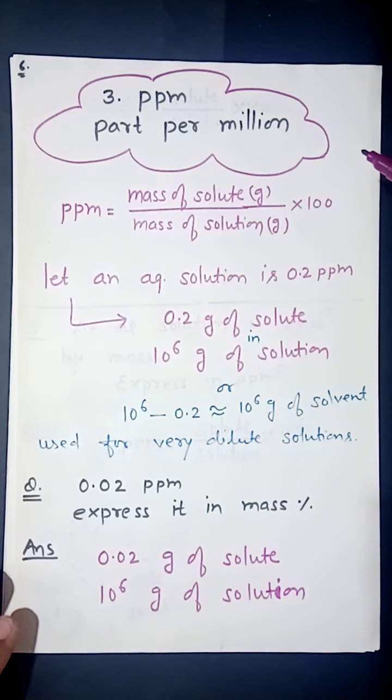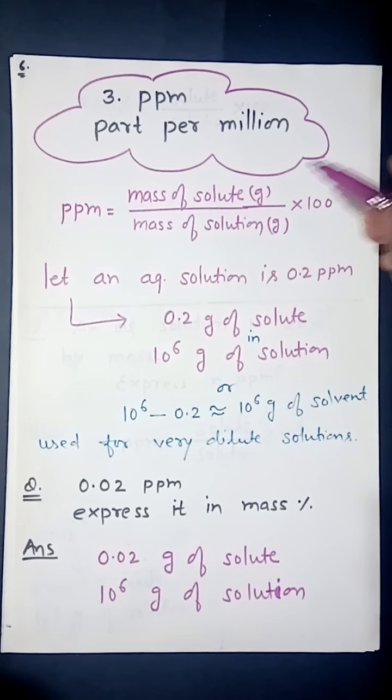Now ppm, parts per million. I hope you have heard this term earlier, ppm, maybe in your bio, maybe in environmental chemistry. Whenever you see any documentary with respect to air pollution, you will hear this term ppm, parts per million. This is generally used to express the concentration of very dilute solutions.